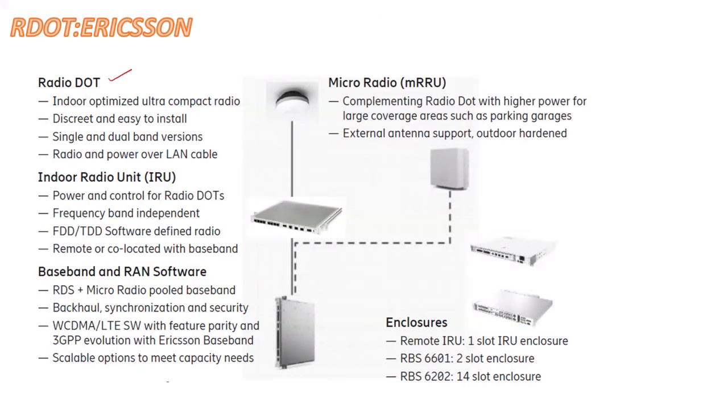And the second one is the indoor radio unit, which provides power and control for radio dots, and it is frequency band independent. It can be used for FDD, TDD, software defined radio, and it can be remote or co-located with baseband. The third one is BBU, which is RDS plus micro radio pooled baseband. It has backhaul, sync and security, and then it is a scalable option to meet the capacity need. Again, three parts: R dot, IRU, and the baseband.